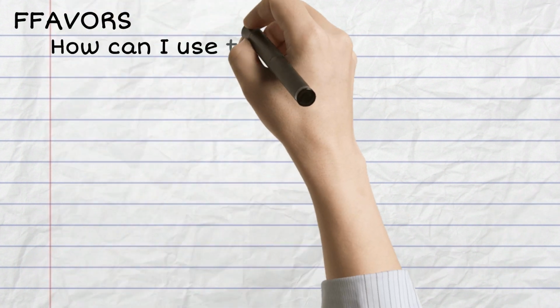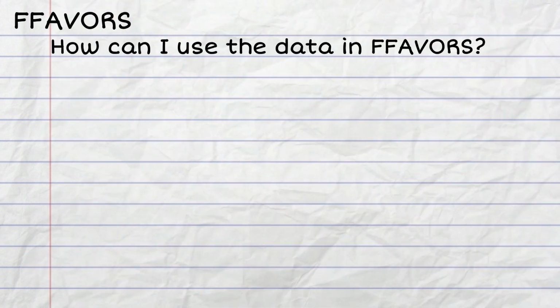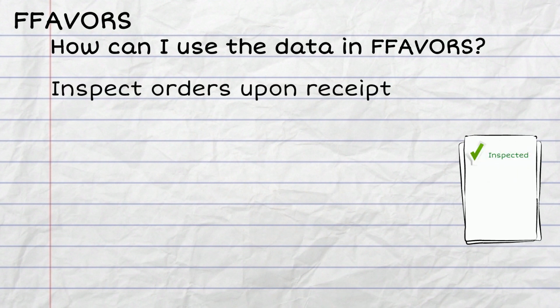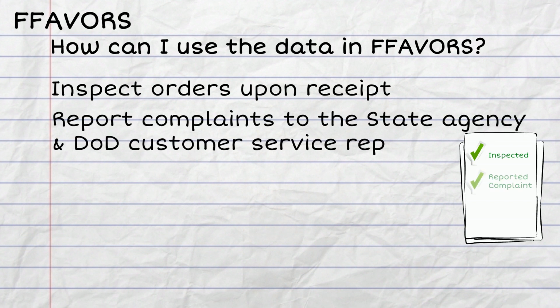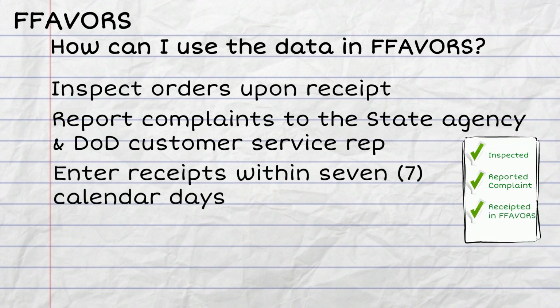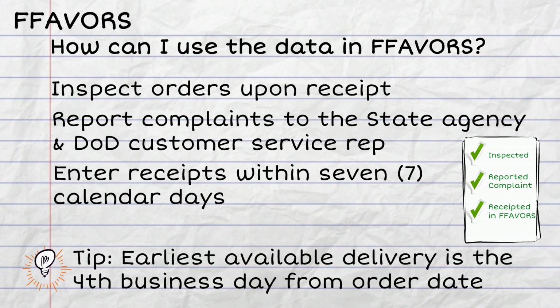How can I use the data in Favors to effectively manage my DoD produce and my entitlement? First, inspect orders upon receipt. Make sure to report any complaints to the state agency and the DoD customer service representative, and please enter receipts within 7 calendar days. Important tip: the earliest available delivery is the 4th business day from the order date.